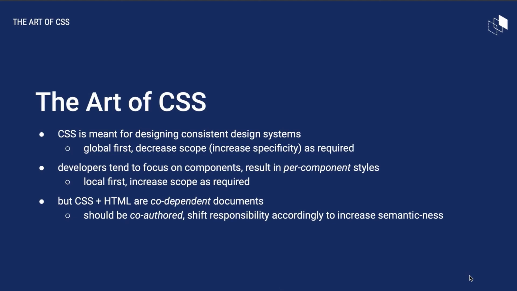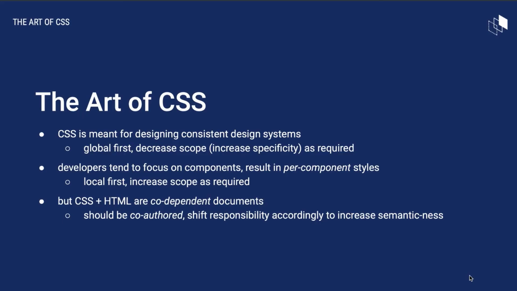So when we talk about the art of CSS, really we're talking about finding a balance between a global first approach versus a local first approach. Now, CSS, the way it's been designed is meant for designing a consistent design system. Everything is global first, and then we decrease the scope or increase the specificity as required. But as devs, we tend to go the other way around and focus on the components first, resulting in per component styles, local first, and increase scope only as required.